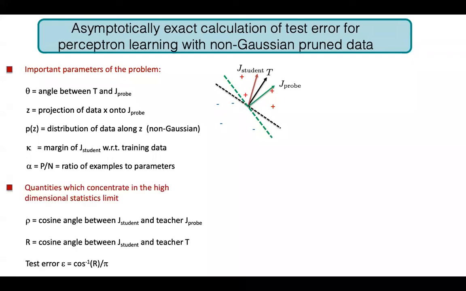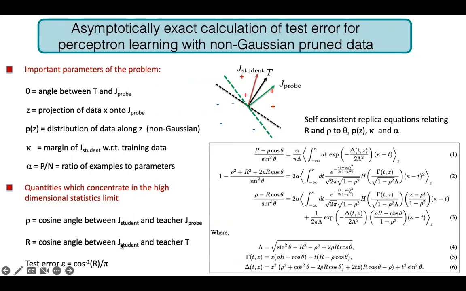Okay, so there are certain quantities which concentrate in the high dimensional statistics limit. Rho, which is the cosine angle between the student and the probe, and R, which is the cosine angle between the student and the teacher. The generalization error gets smaller as the student gets closer to the teacher. Actually the test error is proportional to the inverse cosine of R. So R is the order parameter that we care about.